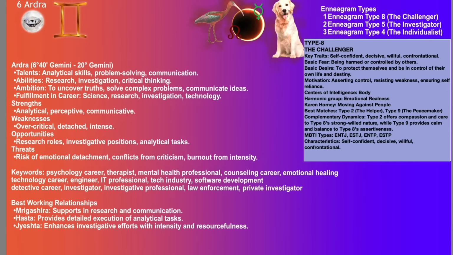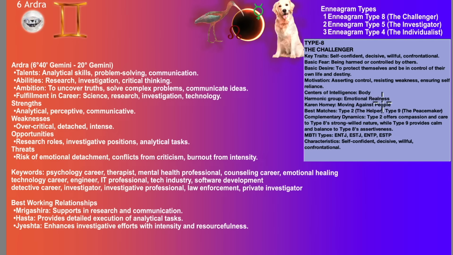The first Enneagram we are dealing with is type 8, the challenger. Obviously, Ardra likes to challenge. It's a young prince with Rahu sticking in it. The challenger's key traits are being self-confident, decisive, willful, and confrontational. These are the ones you find with strong Ardra, who have ended up becoming engineers but now have gone into podcasting, challenging the person to talk, you see. Basic fear: being harmed or controlled by others. Rahu desires independence above all at any cost. They are very individualistic, which is at its peak in Swati. The basic desire is to protect themselves and be in control of their own life and destiny. That's the challenger. Motivation: asserting control, resisting weakness, and ensuring self-reliance.